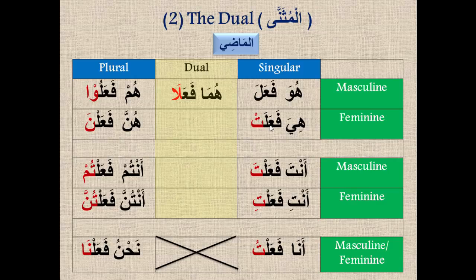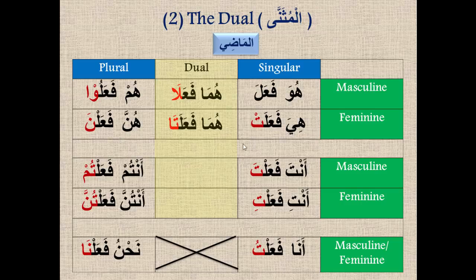In the hiya, or in the feminine form, we have hiya fa'alat, huma fa'alata. So what we've done here is we've removed the sukoon, we've added fatha, and then we've also added an elongation, a long alif to the end. Huma fa'alata, hiya dhahabat, huma dhahabata, or hiya qalat, huma qalata.